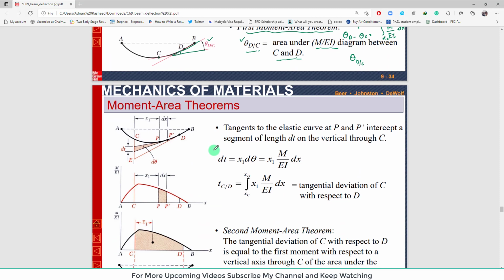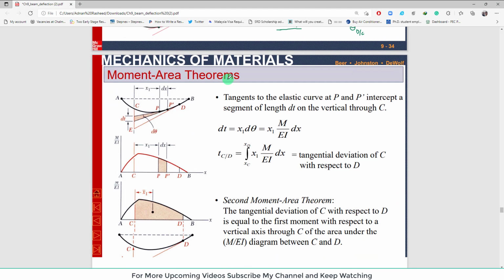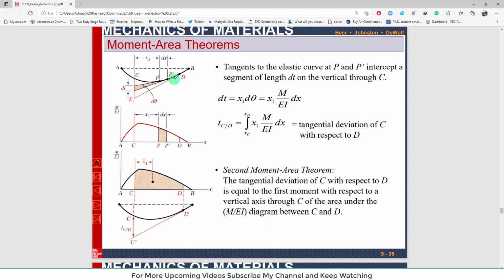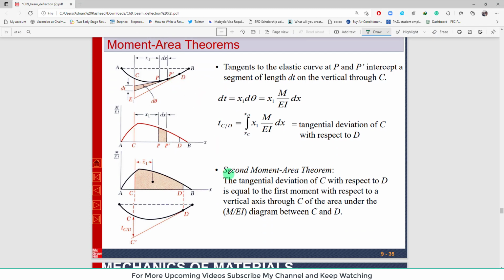Now let's move toward the second moment area theorem. So we will see what the second moment area theorem is. The second moment area theorem states that the tangential deviation of C with respect to D is equal to the first moment, with respect to the vertical axis through C, of the area under the M over EI diagram between C and D. So this is the statement.